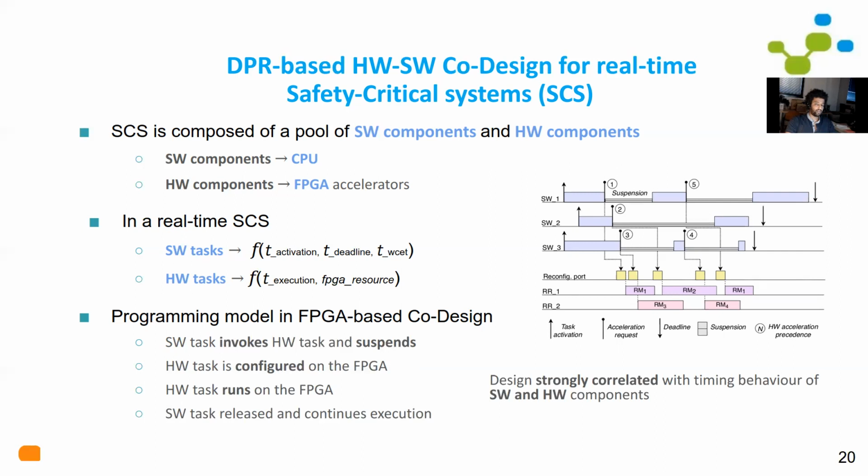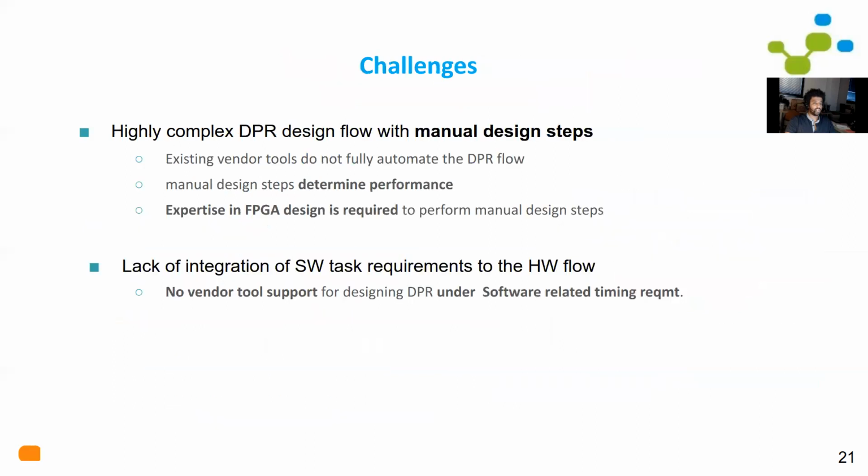Okay, so far we have discussed what DPR is and what a hardware software co-designed system under DPR looks like. So what are the limiting factors or the challenges related to using these kinds of systems in our design? The first challenge is related to the complexity of the DPR design flow and the lack of full automation. None of the vendor tools, as far as we know, fully automate the DPR design flow, meaning there are some manual steps which should be done by the designer. And these manual steps are performance determining steps. Therefore, they require someone with expertise in FPGA design.